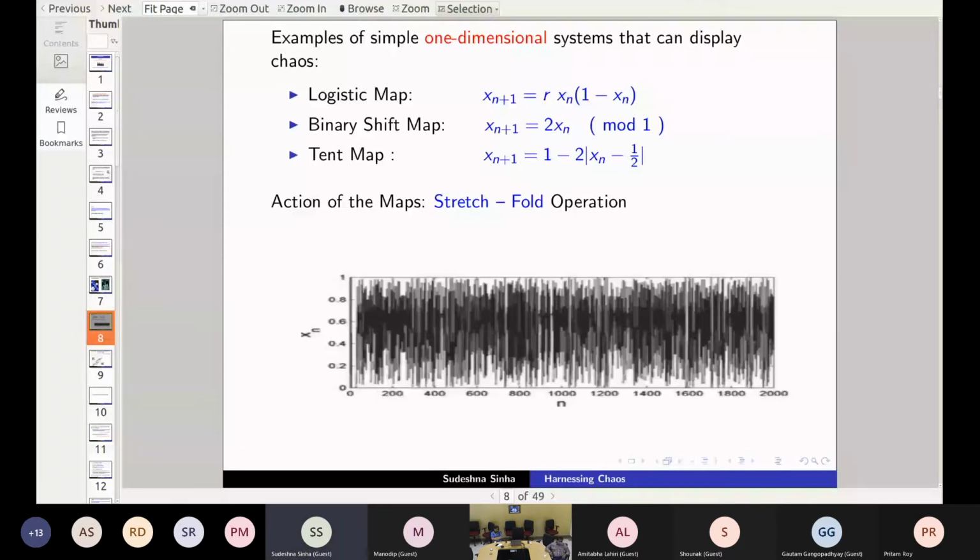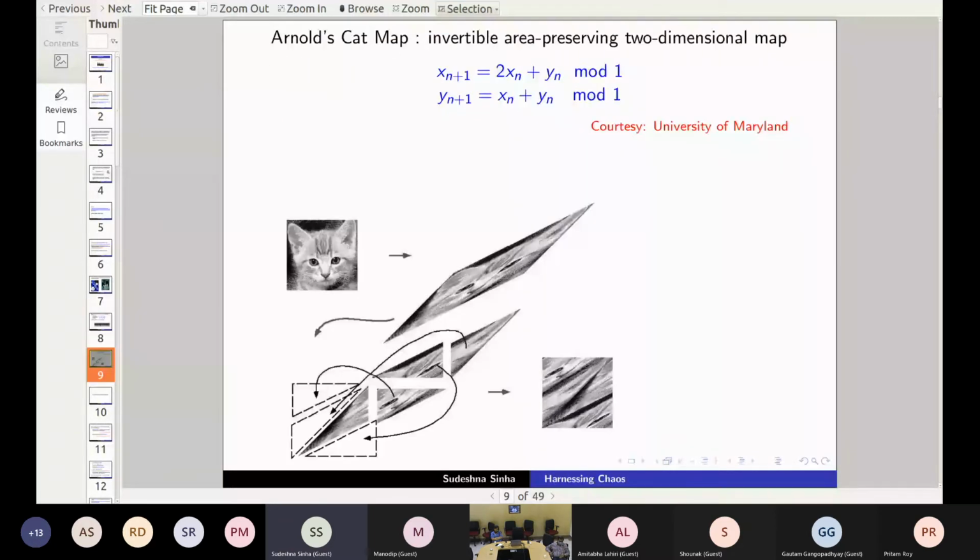And here is the second one I thought I'd show. This is a 2D map. Again, very simple, because x is just 2x plus y, and y is just x plus y. Again, mod. So the mod operation, whatever stretch there is, it cuts and pastes it back into the box. So it takes it, cuts it up, and folds it back into the box. So here is the operation. This is just one iterate. So here is a picture.